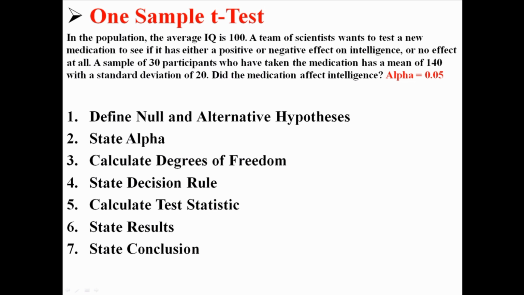Step 1. Define our null hypothesis. Then state the alpha, which is 0.05. These are the steps. First, define the null. State the alpha. Calculate the degrees of freedom. State the decision rule. Calculate the test statistic. State the result, and state the conclusion. So let's get started.